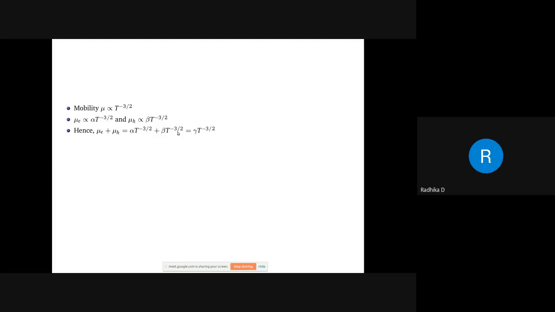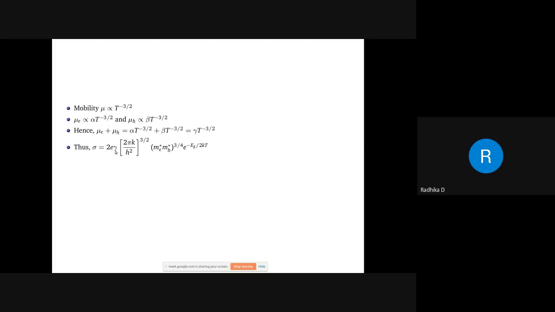In total, T to the power of minus 3 by 2 is a constant, and alpha plus beta, whichever comes in the bracket, I will write as another constant, gamma. So I have got mu E plus mu H as gamma T to the power of minus 3 by 2. All I am going to do now is substitute into the expression for sigma, that is your conductivity. So now your conductivity expression becomes like this.